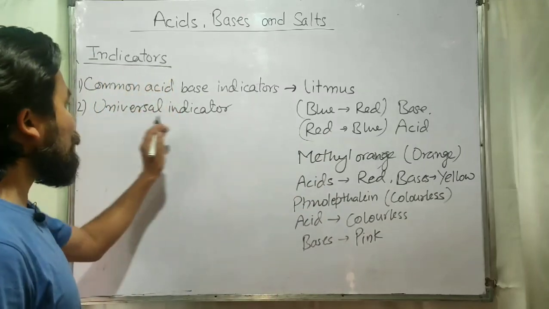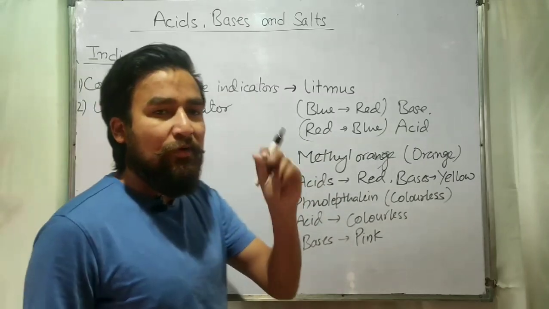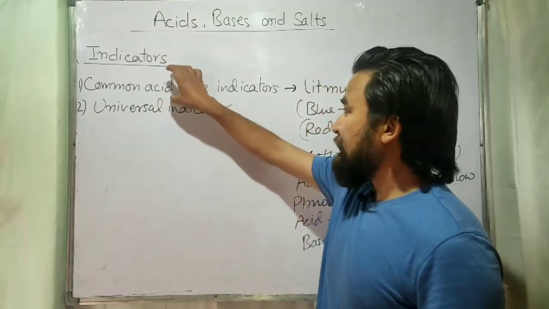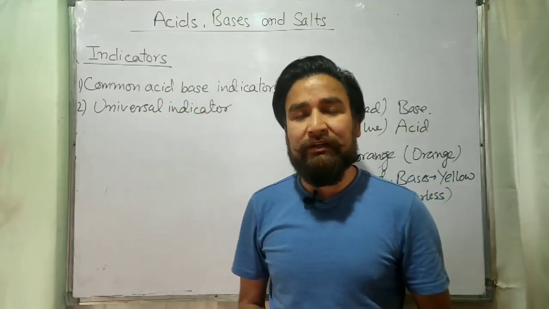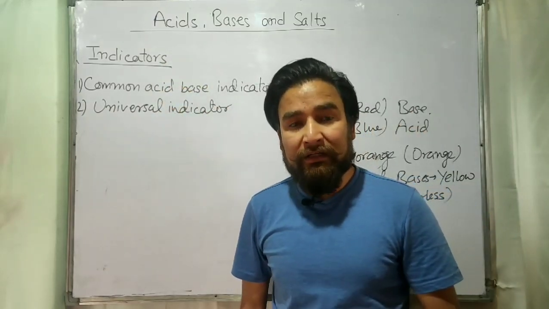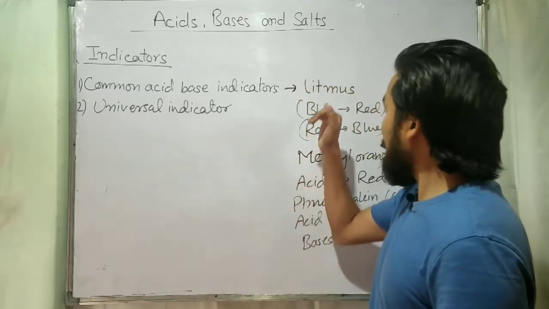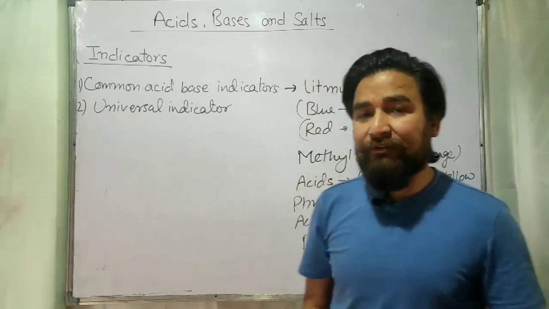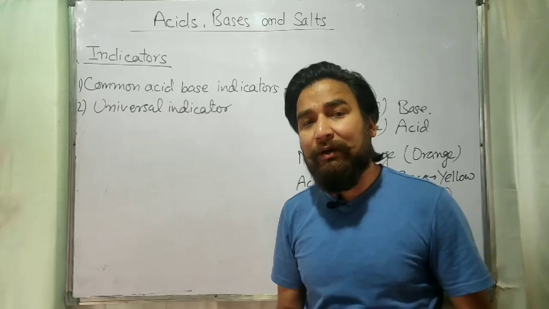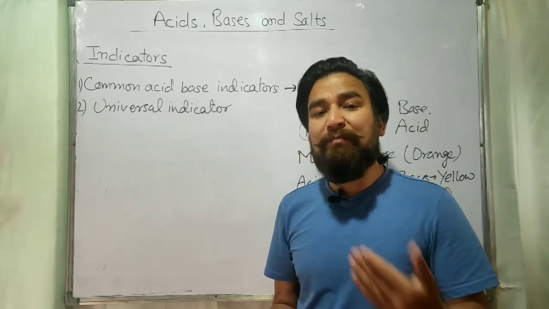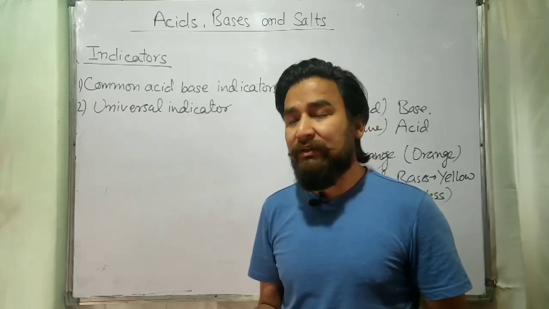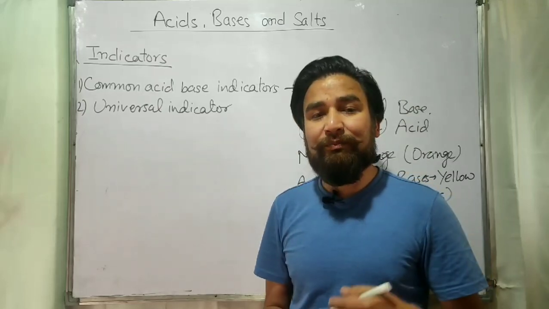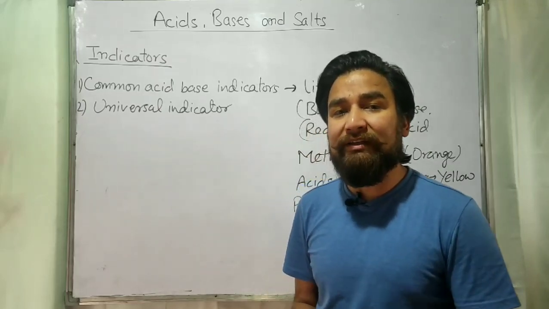Now the next is universal indicator. So there is a small difference between common acid base indicators and universal indicator. Universal indicator, obviously, gives you the information about a substance being acid or base, but it also gives information about the acidic or basic strength of an acid or a base, means it can give you the approximate pH value of an acid or a base.